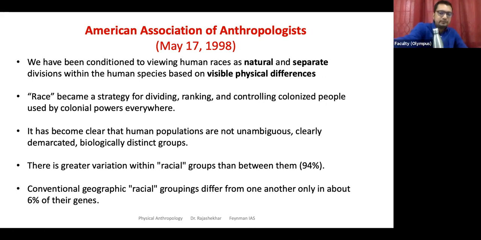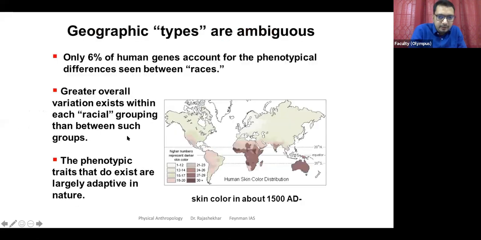So less of a difference between races and more of them within a race. That is what they say here. Human skin color distribution that they looked into, that only 6% of human genes account for the phenotypical differences between races. So the remaining 94% differences can be seen within a single race.